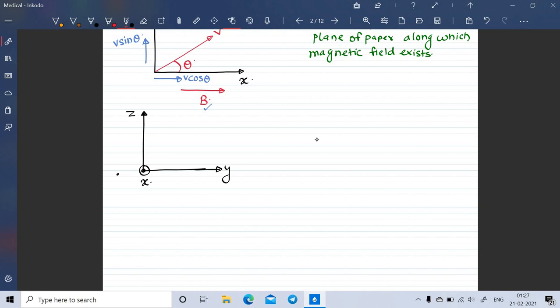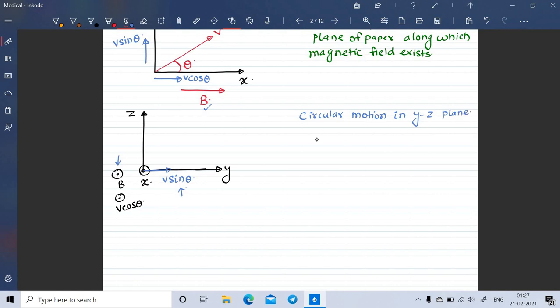Now magnetic field is out of the plane. There is one component v cos theta and there is one component v sin theta. First of all, we try to understand what is the subsequent trajectory. Okay, obviously this v sin theta component, since field is perpendicular to it, there will be a circular motion in yz plane.